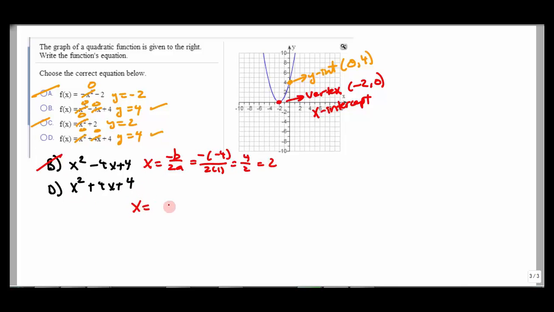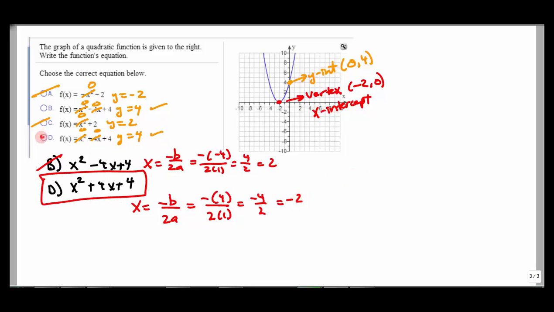Now over here, let's go after that minus b over 2a as well. And I have a negative 4 over 2 times 1. Here I get negative 4 over 2, negative 2. That matches. So the correct answer here would be letter D.